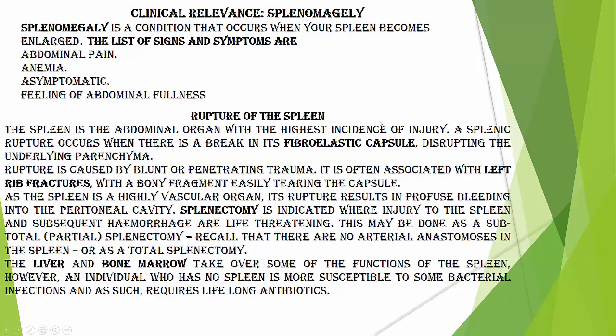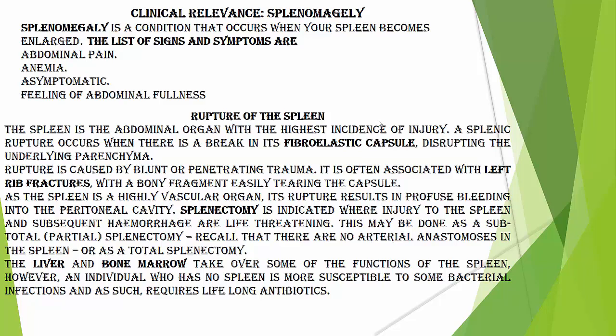The clinical relevance is splenomegaly. Splenomegaly is a condition when the spleen becomes enlarged. Normally, the spleen is not palpable unless it becomes enlarged. Spleen is not palpable normally, but when it becomes enlarged, we can easily palpate the spleen, and the condition in which the spleen becomes enlarged is called splenomegaly.